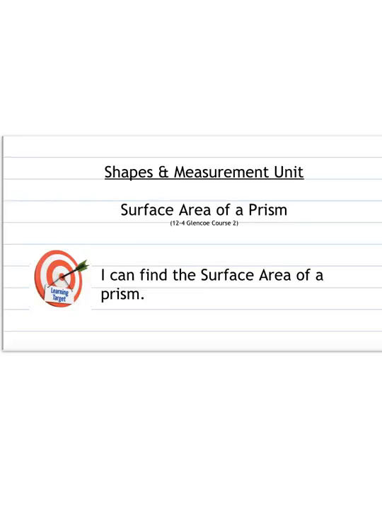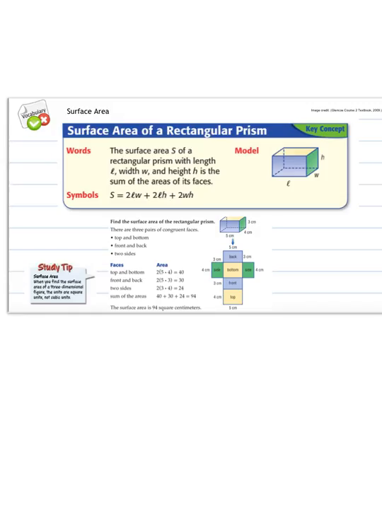All right, we are looking at surface area of a prism, and this is 12.4 from your textbook. Our learning target for today is, I can find the surface area of a prism. A vocab word for you is surface area. Surface area is the space on the outside of a three-dimensional prism.